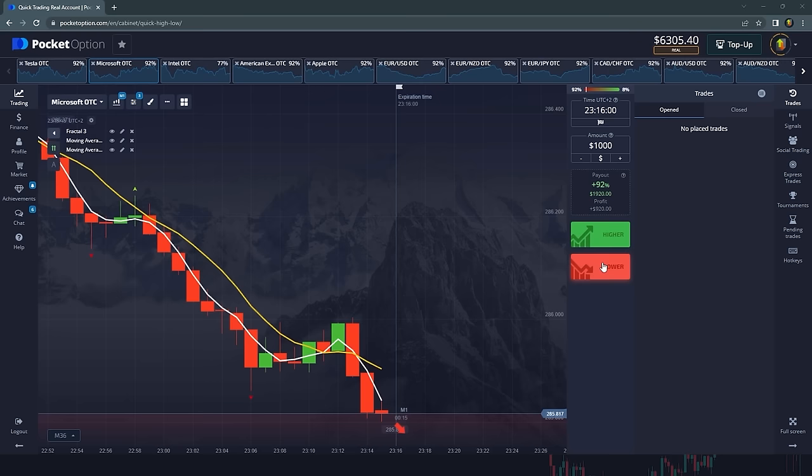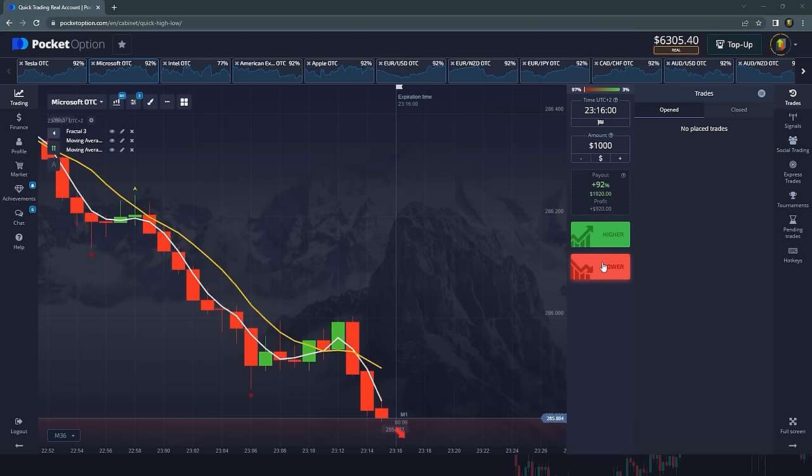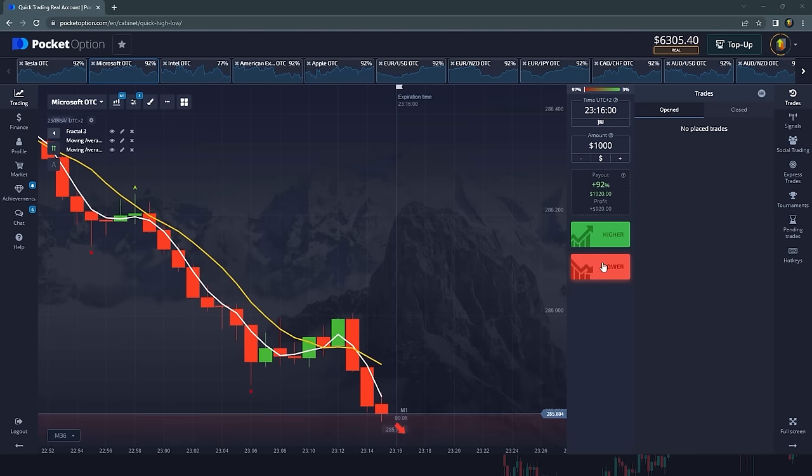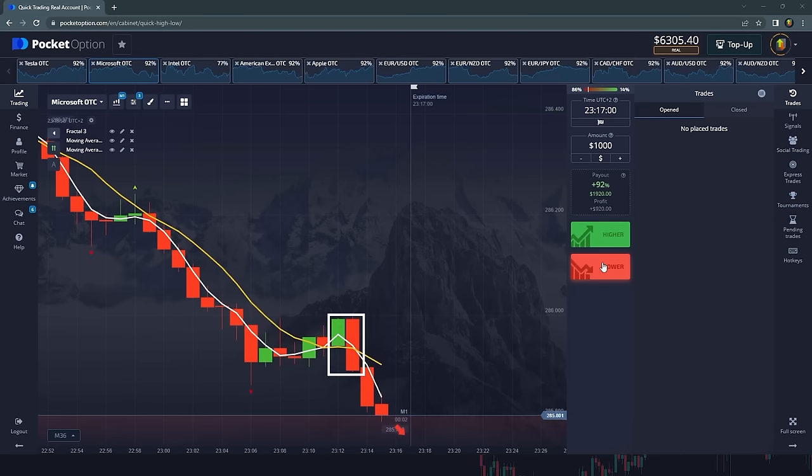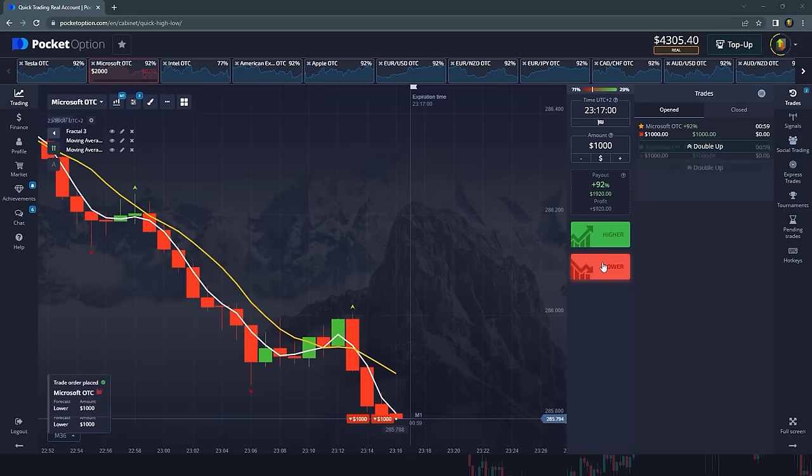Let's do the analysis. Clear downtrend, check. Cross was confirmed on the previous candle, check. Green fractal is highly likely to be printed in a few seconds. Though the consolidation zone here bothers me quite a bit, but this bearish engulfing pattern gives confidence. Let's do it.